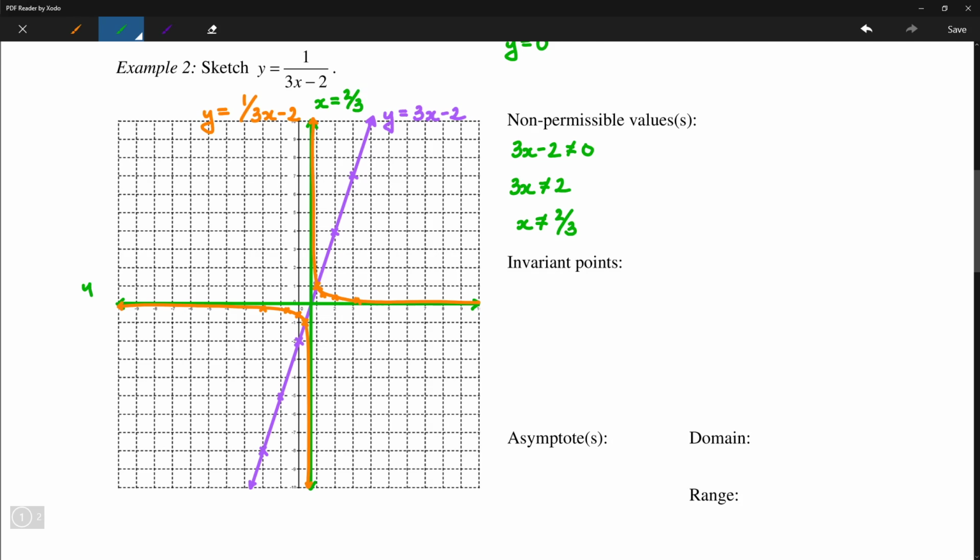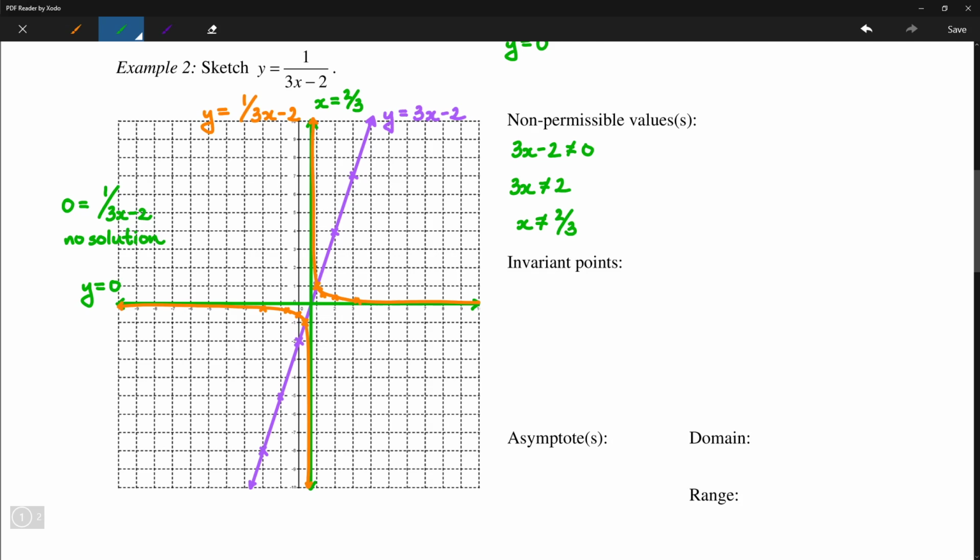And here, y equals 0 is the horizontal asymptote, which makes sense because, similar to the previous example, if we have 0 is equal to 1 over 3x minus 2, this has no solution. Okay.